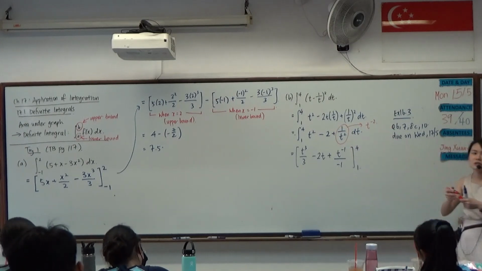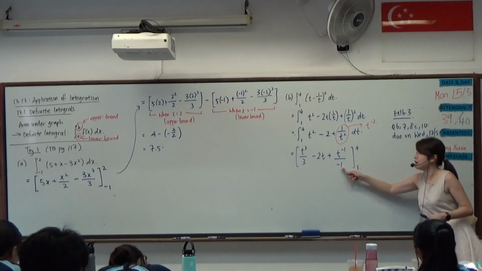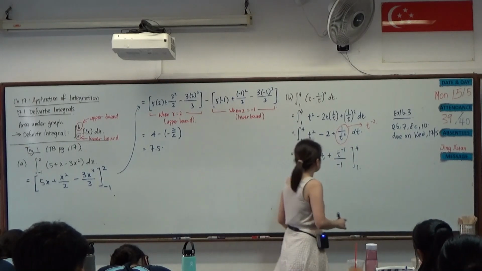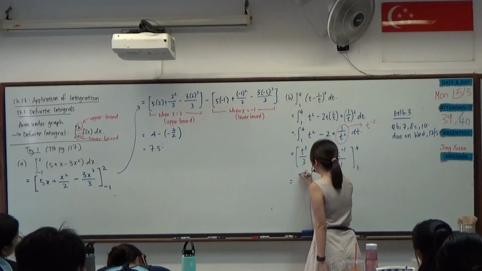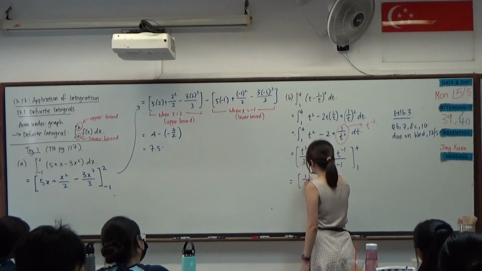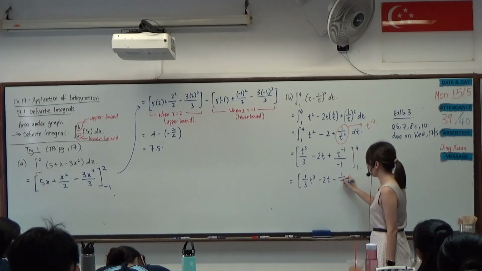Okay, so integrating t to the power of negative 2 will give us t to the power of negative 1 divided by negative 1. Okay, so not your logarithms. Then you may want to tidy this up: 1/3 t cubed minus 2t minus 1 over t.